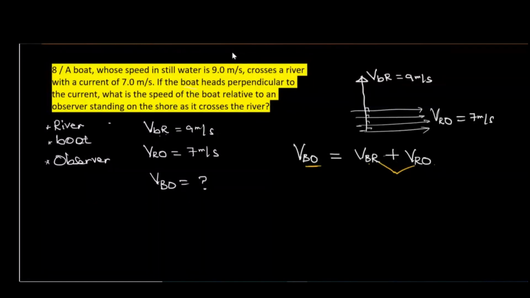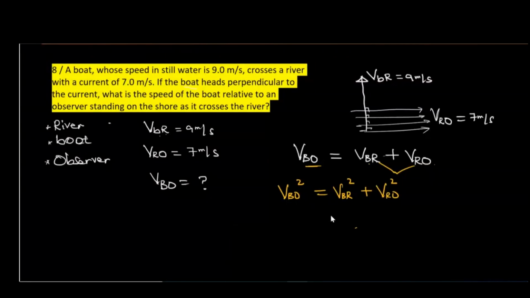Now, since they are at 90 degrees, we have to remember that we have to use the Pythagorean theorem. So that is V_BO squared, the velocity of the boat relative to the observer, is equal to the velocity of the boat relative to the river squared, plus the velocity of the river relative to the observer squared. This is the Pythagorean theorem basically.